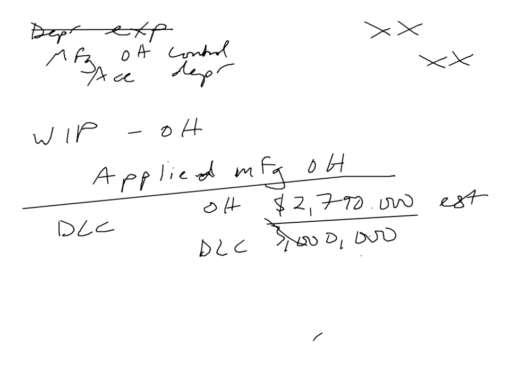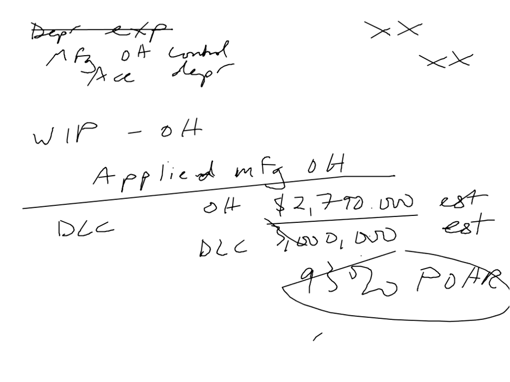Remember, both of these amounts are estimated, okay? But that's how we're going to get our predetermined overhead rate. So 2,790 divided by 3 million gives us 93%. So that's our predetermined overhead rate, 93%. So what do we do here to calculate the amount that we need to allocate?